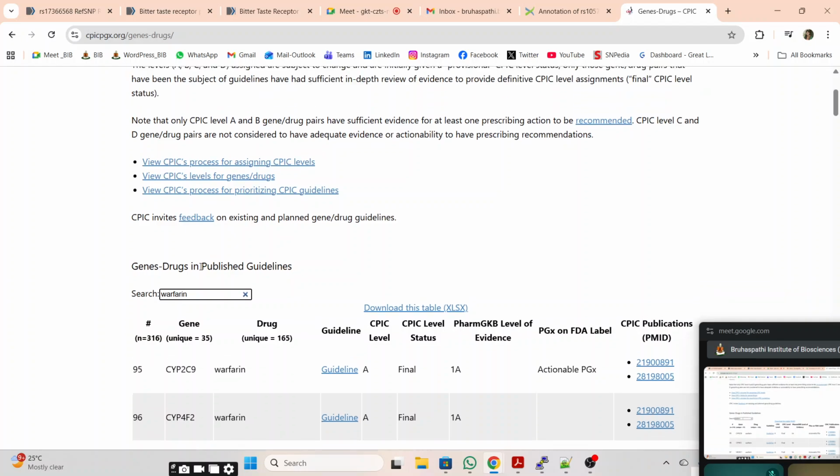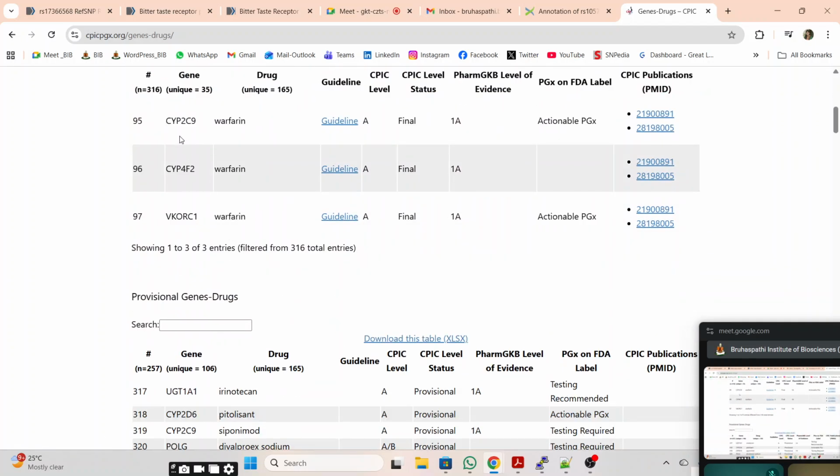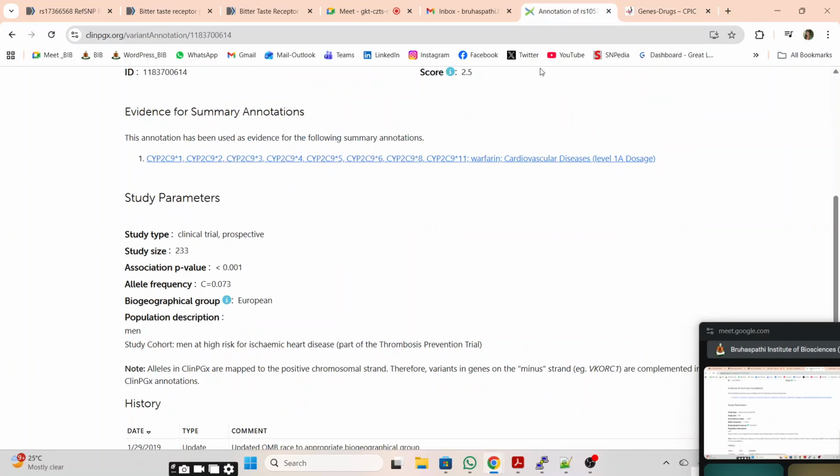Warfarin. So warfarin, CYP2C9, CYP4F2, VKORC1. For all three, it is actionable. Here CPIC has given level A and FDA has given actionable. So they generally consider mutations of these in order to study how warfarin is metabolized in a person's body. And these are the references for it. Okay? Understood this part? Yes, ma'am.